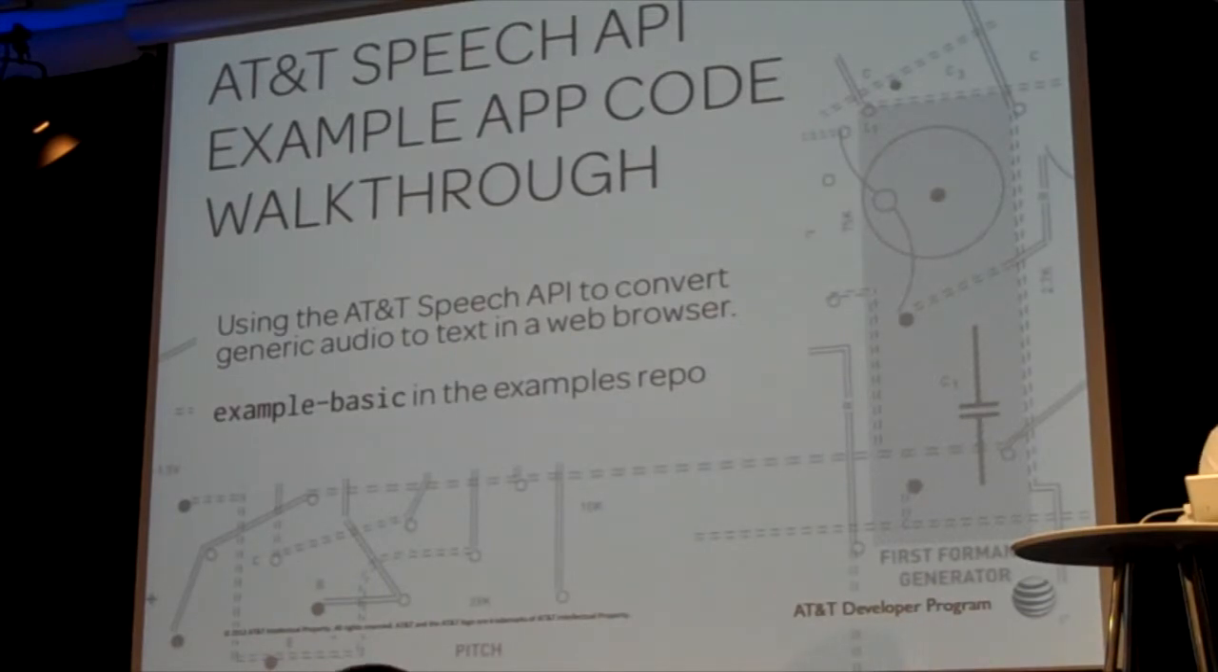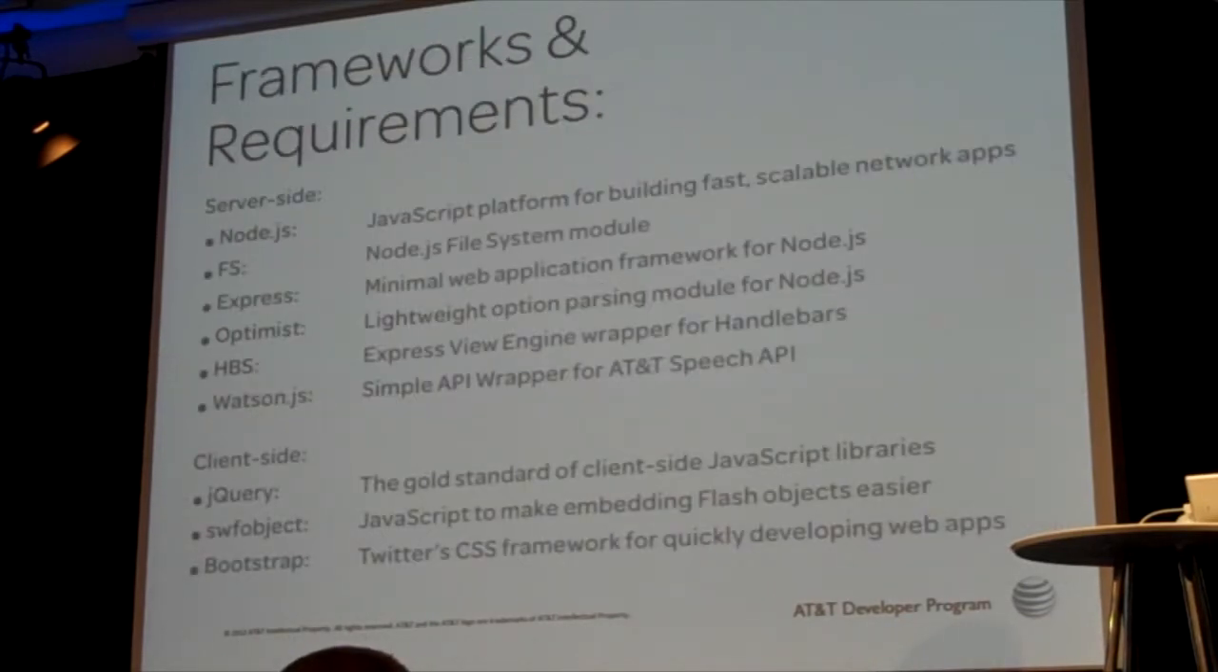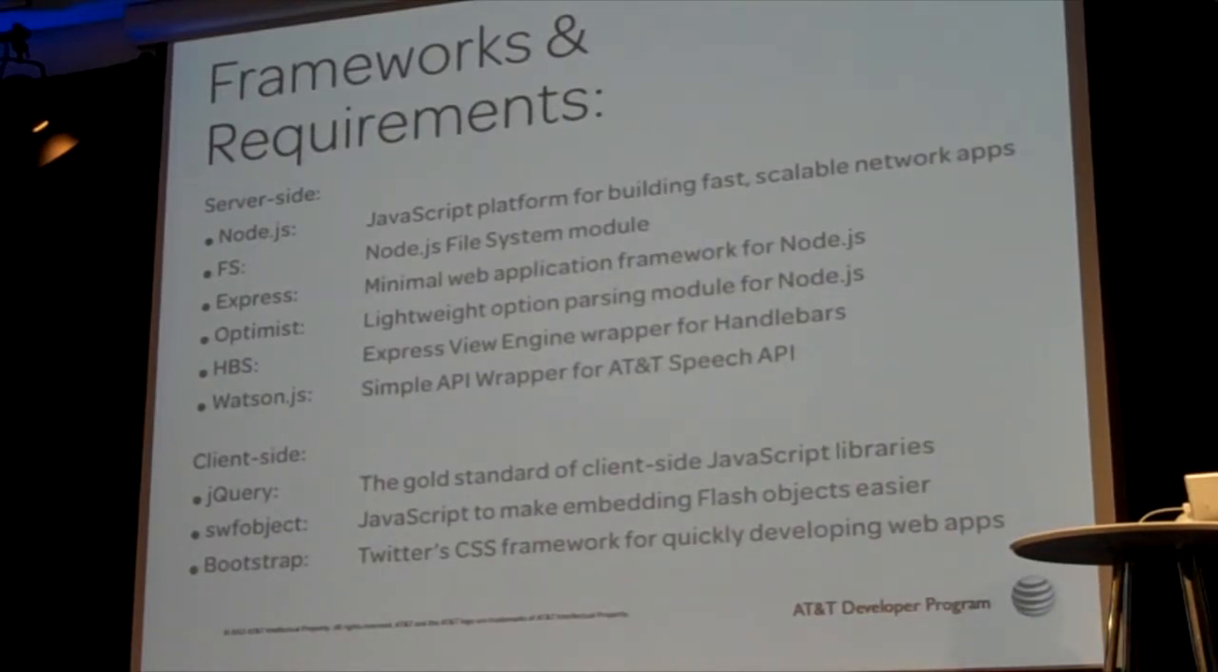So now we're going to walk through this code step by step. I want to point out some of the frameworks and requirements that we used to build this app. We use Node.js, we use the file system module, so you have to make sure you include that so that you can modify the files. We used Express, which is a really minimal web application framework, similar to Sinatra on Ruby. Optimist allows us to do some command line option parsing, so that's what allows you to put two dashes, key equals blank, and just override your API key on the fly.